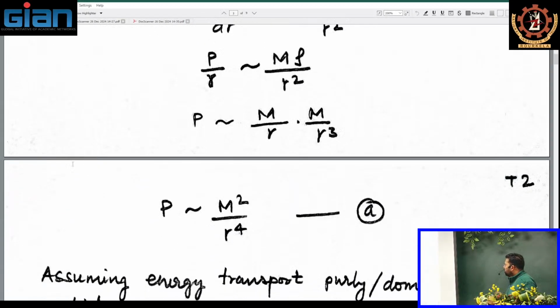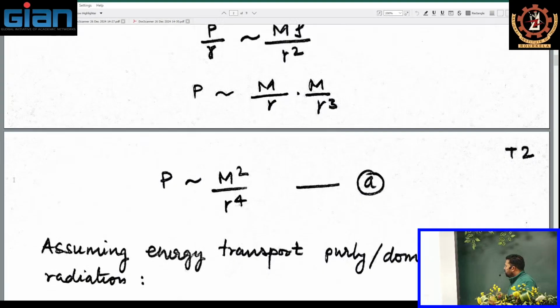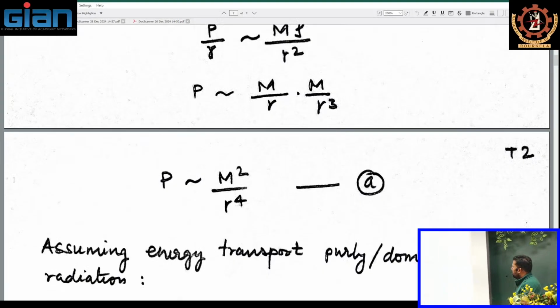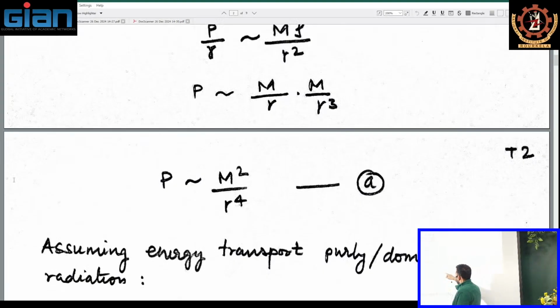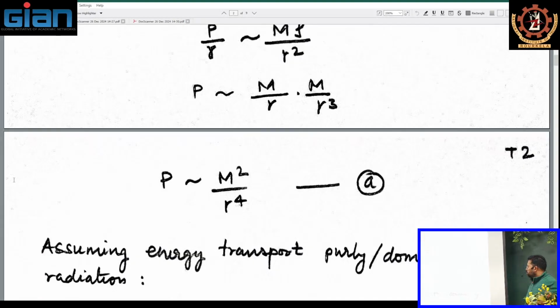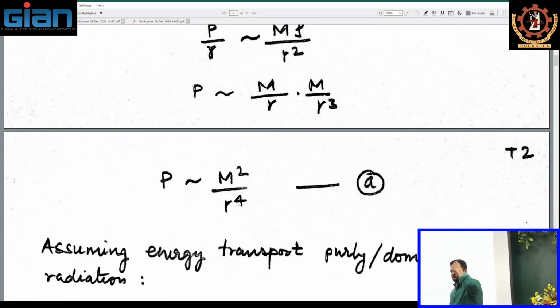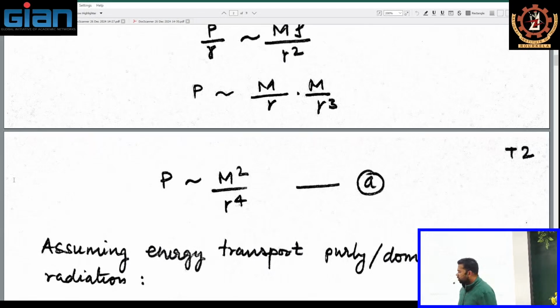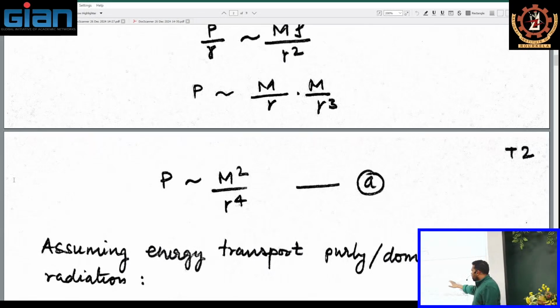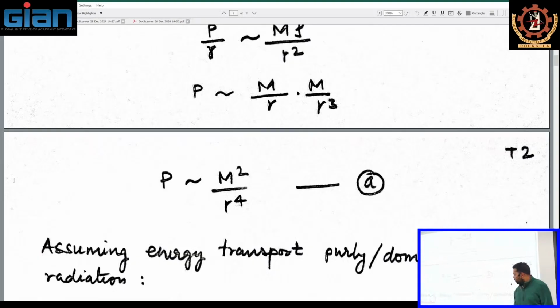Now, in a compact form, this expression can be written as P proportional to m square divided by r to the power 4. Okay, is it fine to all of you? You are able to follow the relation? Okay, perfect. So I request all of you to also try by yourself, so that if you have any issue, we can immediately discuss. Now, let's park this relation here and call it relation A.